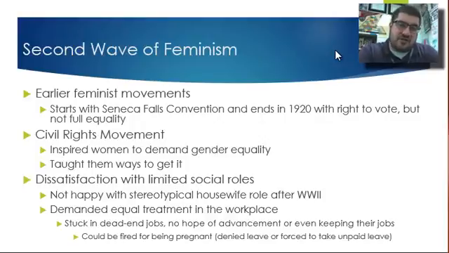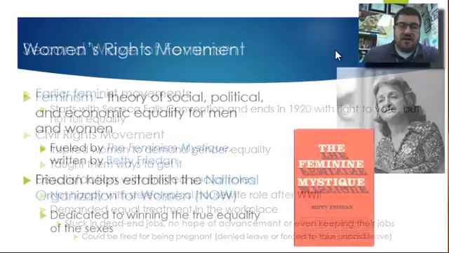And those that did go to work, because more women worked in the 1950s than ever before at that time, demand equal treatment in the workplace because they're often discriminated against. They're either stuck in dead-end jobs with no hope of advancement, or they are threatened with losing their jobs. Being pregnant or becoming pregnant could be a way that women could be fired, denied leave from work, or forced to take unpaid leave.